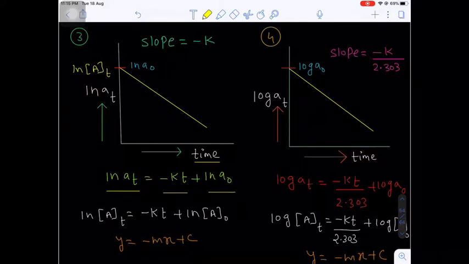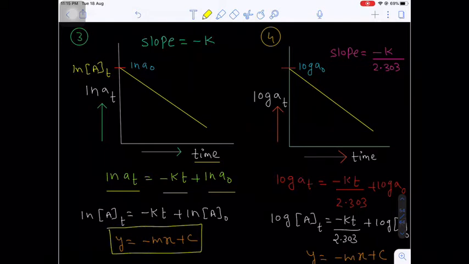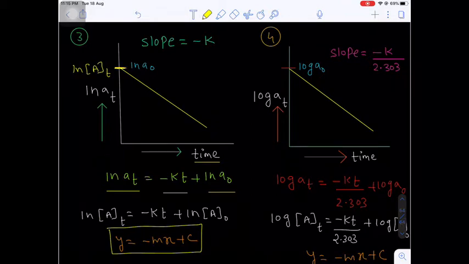Now if you observe, this will be a straight line in the form y is equal to minus mx plus c. On the y-axis is ln of the concentration of reactant A at time t, versus time on the x-axis. Now initially, at time 0, the ln At value is equal to ln A0. So this is the initial concentration, that is, the natural logarithm of a naught.